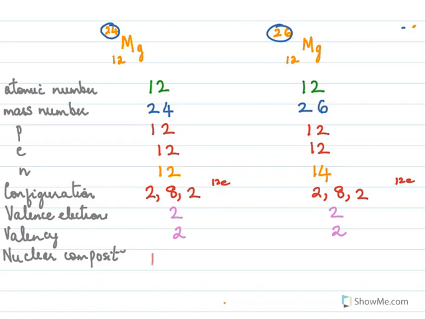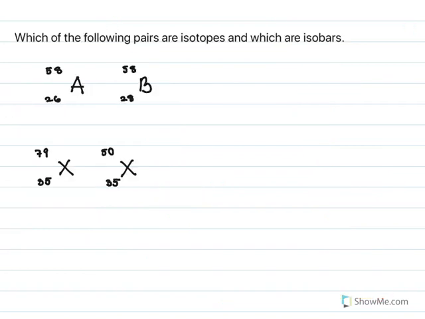And the nuclear composition is protons plus neutrons. Here also protons plus neutrons. So 12 plus 12, 24. And here also protons plus neutrons, that is 12 plus 14, and that is 26 will be the nuclear composition. 12 protons and 12 neutrons. In the next case, 12 protons and 14 neutrons.